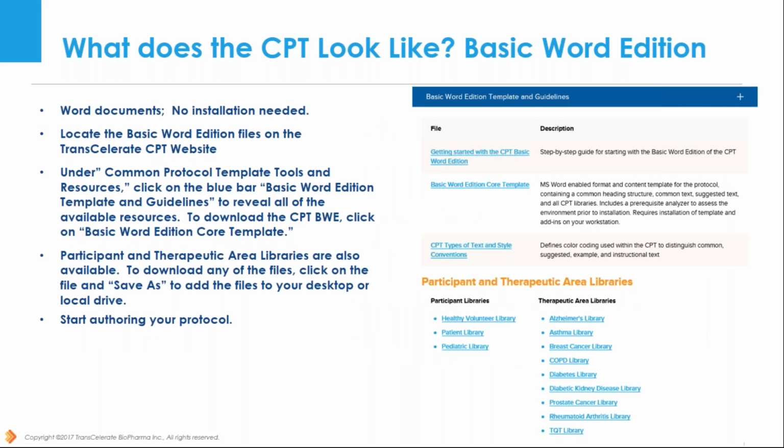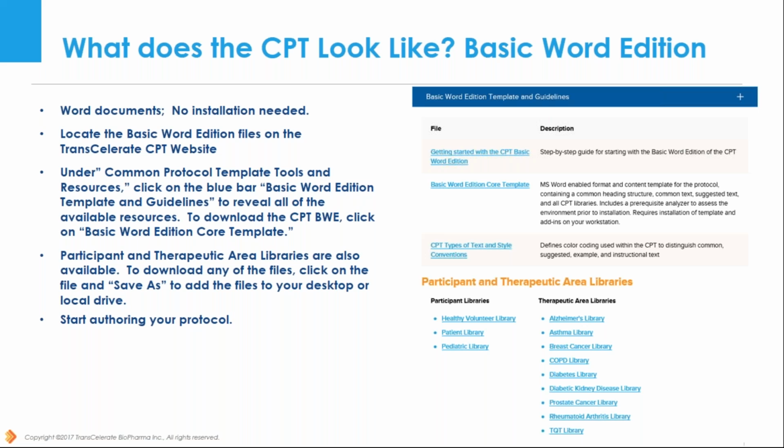So what does the basic Word edition look like? Again, it's just a Word document, and it can be located on the TransCelerate Common Protocol Template website. When you go out to their site, if you click under the Common Protocol Template Tools and Resources, you'll see a blue bar where you can click on to see the basic Word edition templates and guidelines.